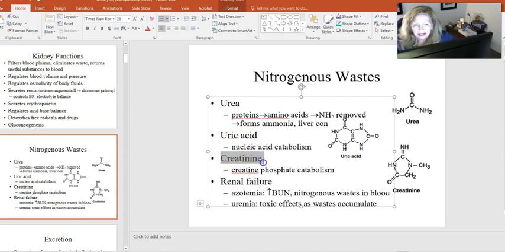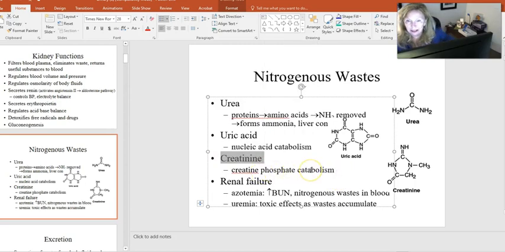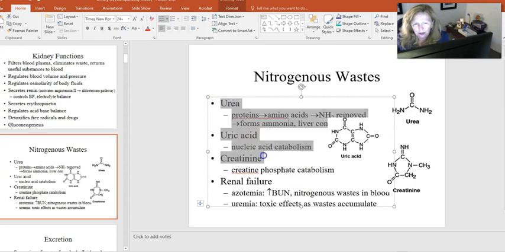Creatinine is going to be a byproduct from the creatine phosphate breaking down, which is a normal product in our muscles and our cells, but as it breaks down, creatinine can actually form, and that's also easily taken care of by functioning kidneys when they are functioning. Now, what happens if you can't get rid of these three products?